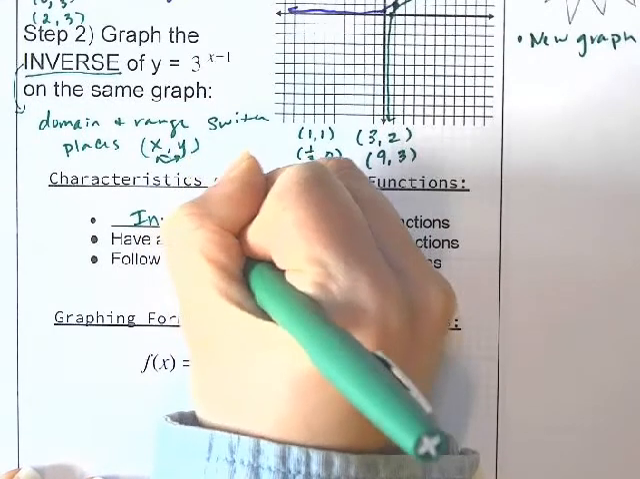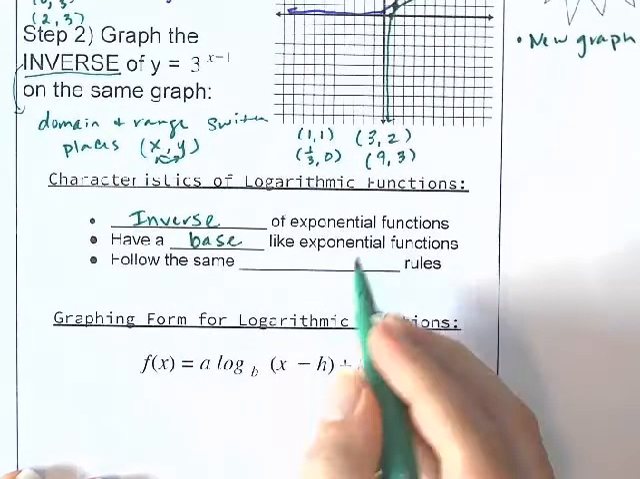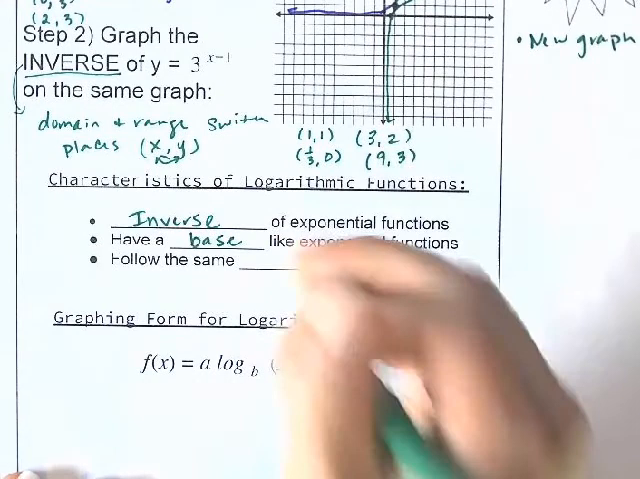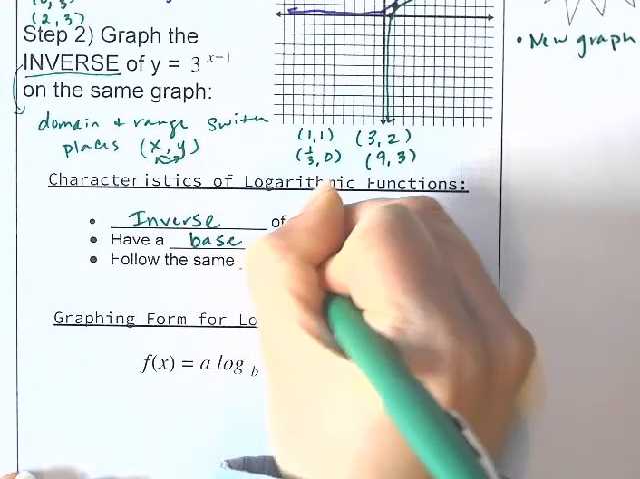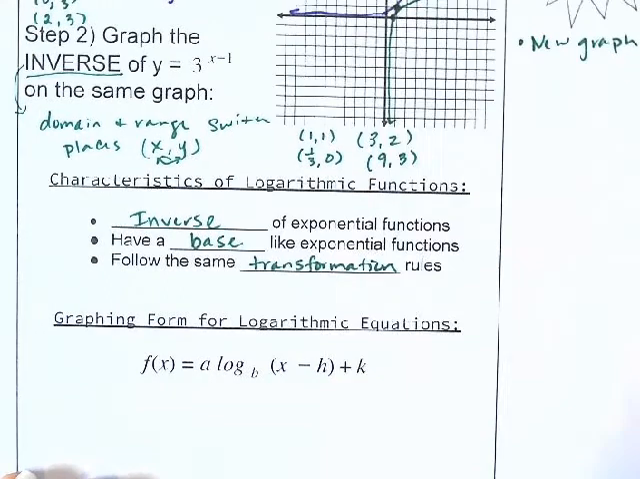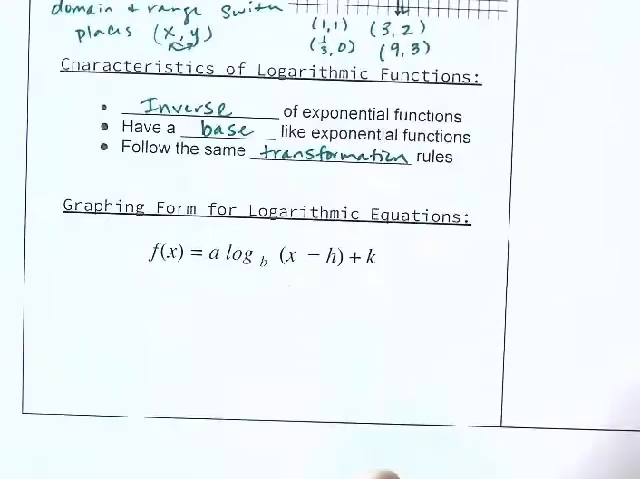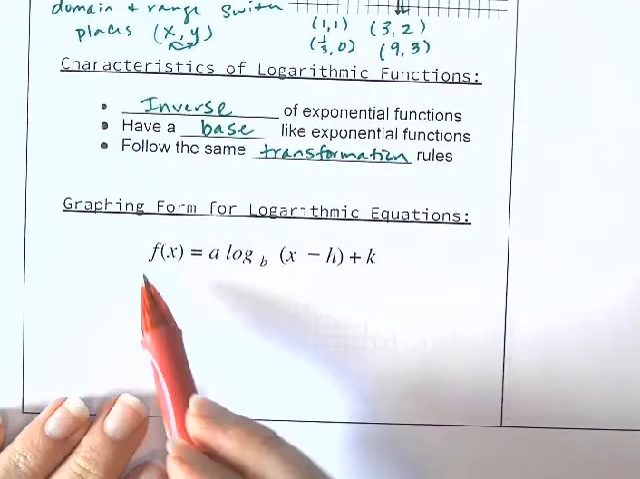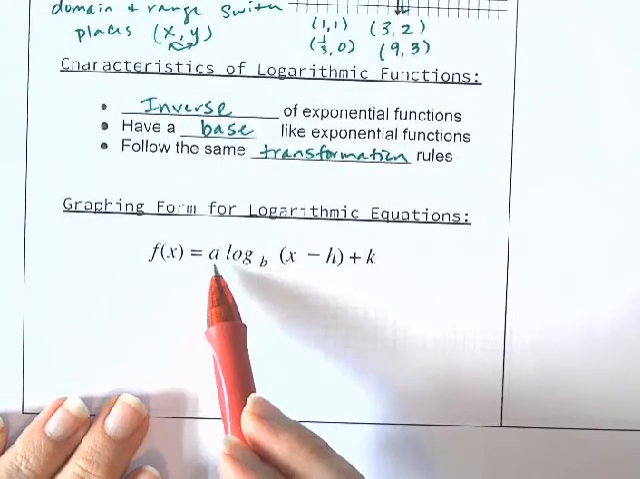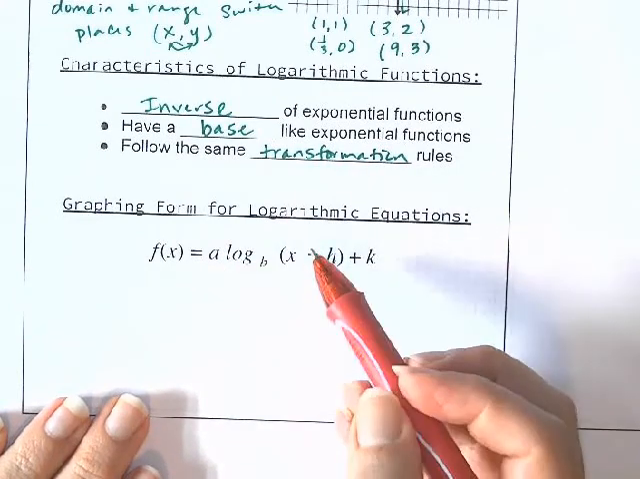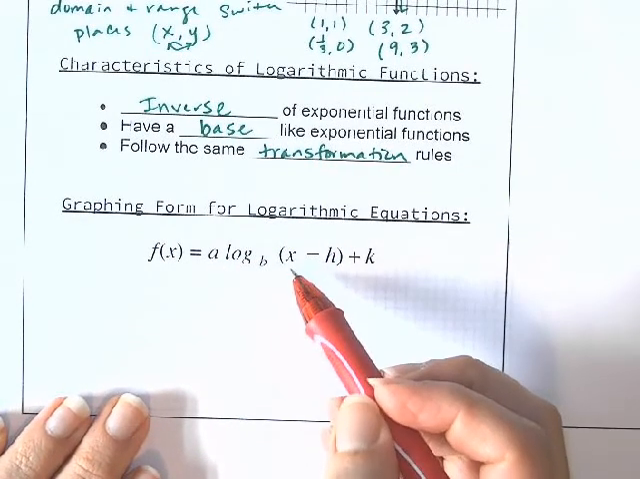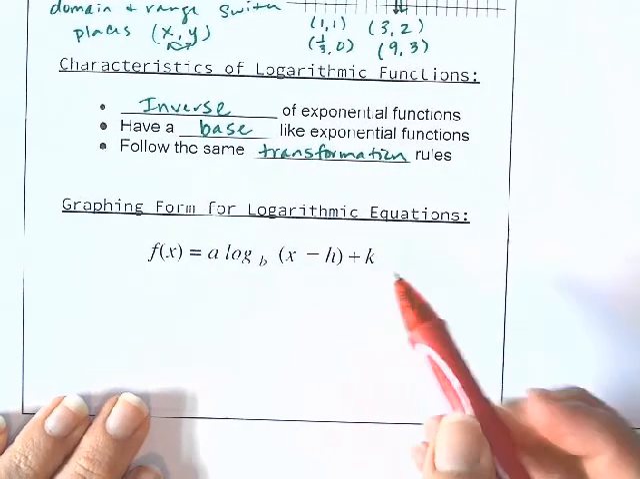They are still going to have a base like they did for exponential functions. And they're going to follow the same transformation rules. So down here, that will be the application of that. So this is what we're going to consider. And I know this looks weird because you've never seen a function that looks like this. We're going to go through and talk about all the different components of a logarithm function. So read in the form of f of x is equal to a times log base b, is how we read this, of x minus h plus k.